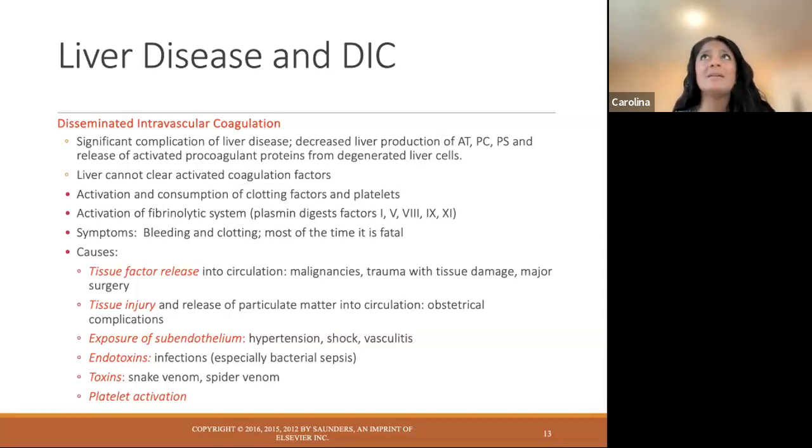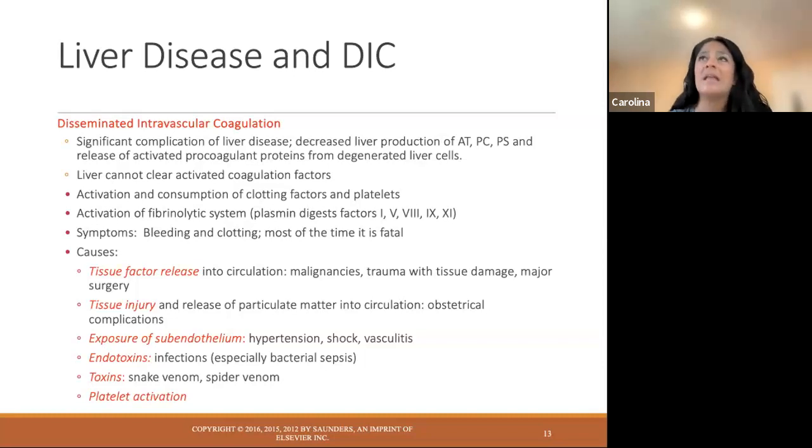So we know that DIC can be triggered by different things. Liver disease is one of them, but what comes with that are all these pathological pathways that just get activated, right? Because of liver disease or because of inflammation, you can get tissue factor release into the circulation. You can get tissue injury, exposure to the subendothelium, endotoxins, toxins, platelet activation. All of these cause DIC.